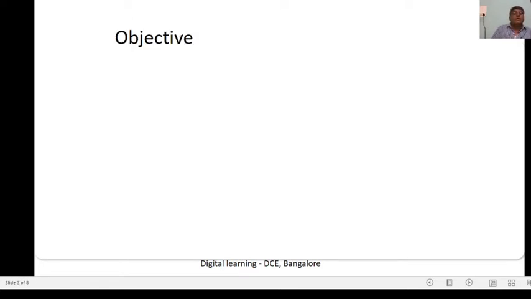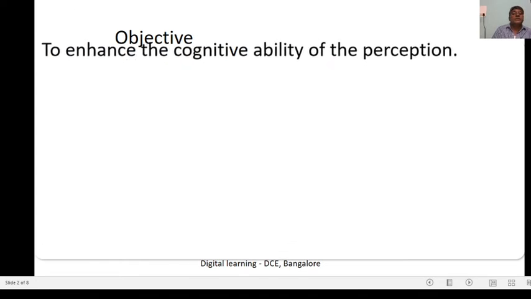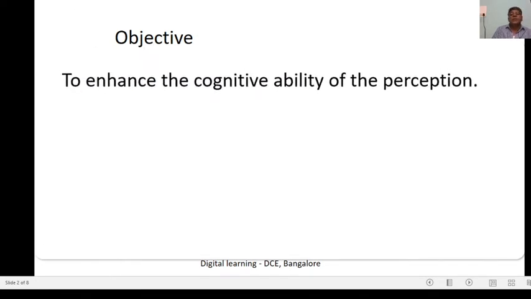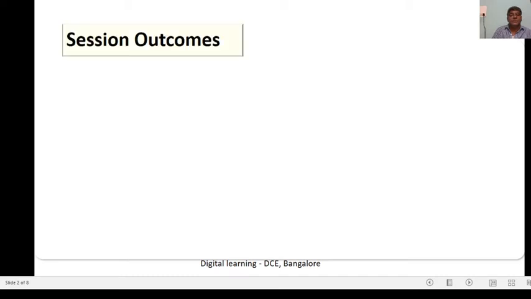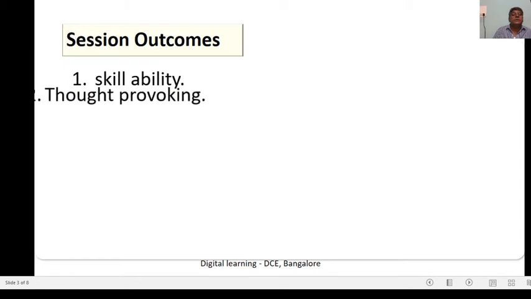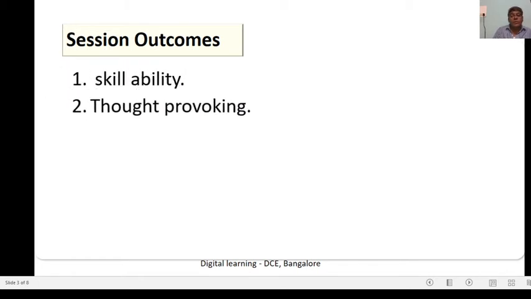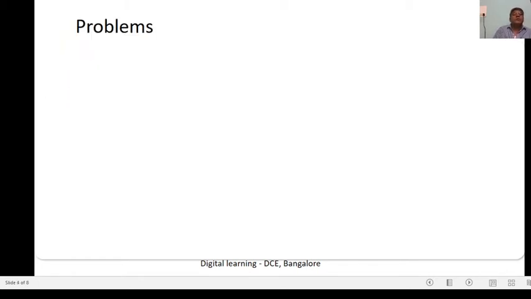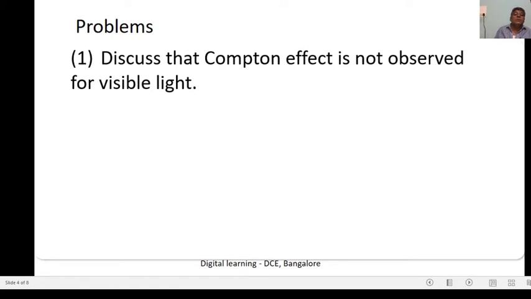Today's session, the objective of the session is to enhance the cognitive ability of perception. Session outcomes: skill ability, thought provoking. To start, we will discuss some numerical problems on the previous sessions. The first problem: discuss that the Compton effect is not observed for visible light.